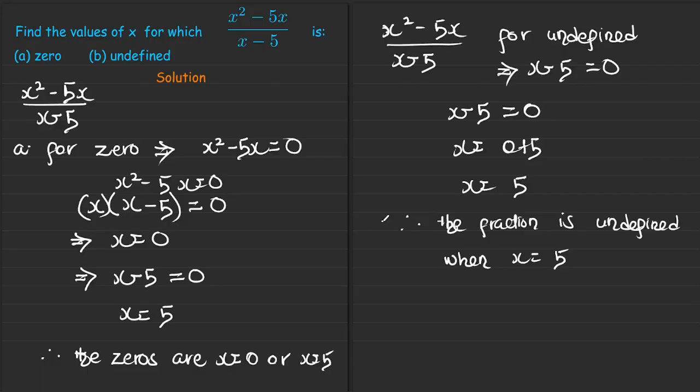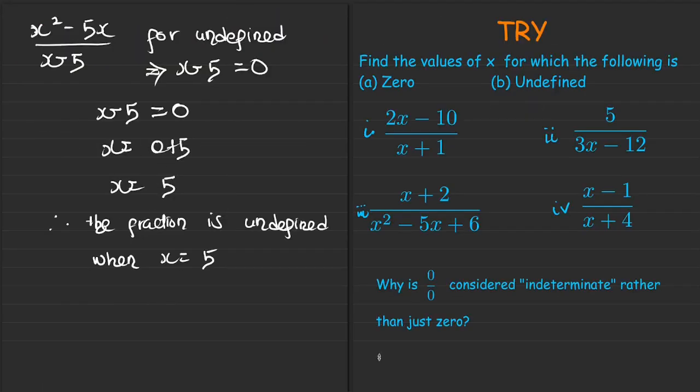And with that, we have looked at how to use the almighty formula and also how to use the method of factorization. On that note, I would end here and give you some exercises to try on your own. So here are some questions for you just to test your understanding of what we've done so far. You have to find the values of x for which the following is 0, then secondly, undefined. Now take note of the second one.